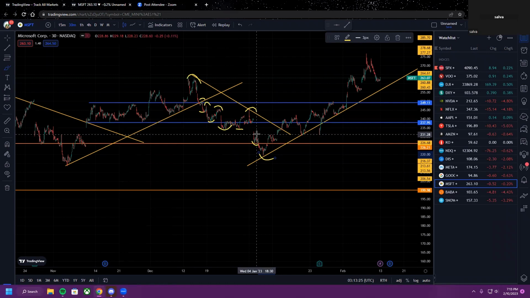Now I'm not gonna trust this downtrend as much, but because I wasn't able to find something on a higher time frame, let me zoom in a little bit and let's see what I can find.